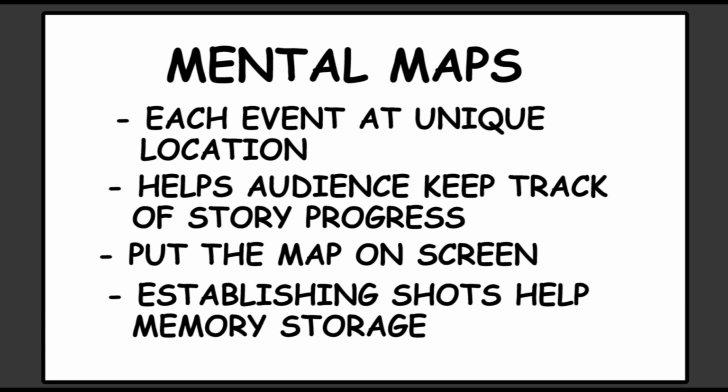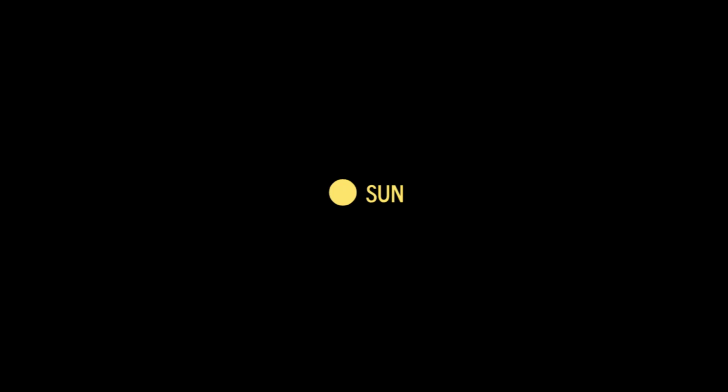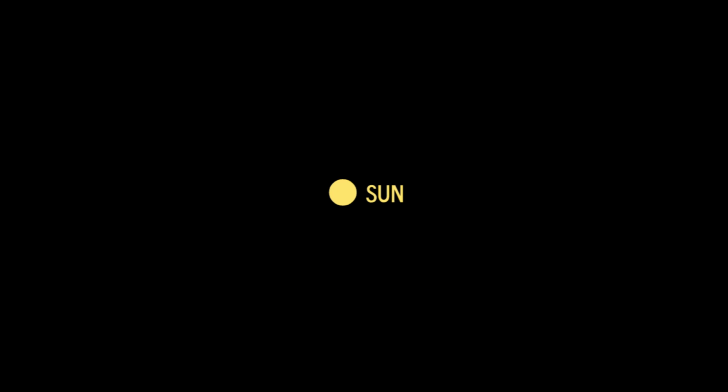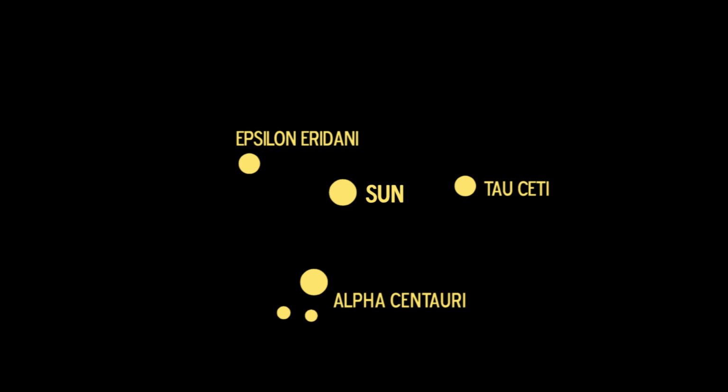So let's take a look at an example here. Let's say that your story takes place in outer space. It's a science fiction movie. It happens in the local neighborhood of stars. You've got the Sun, you've got Alpha Centauri, Tau Ceti, Epsilon Eridani. These are the closest stars near us, about 10 light years away.